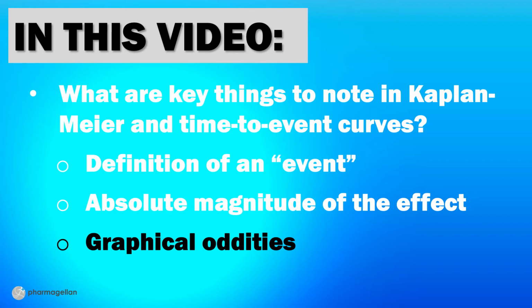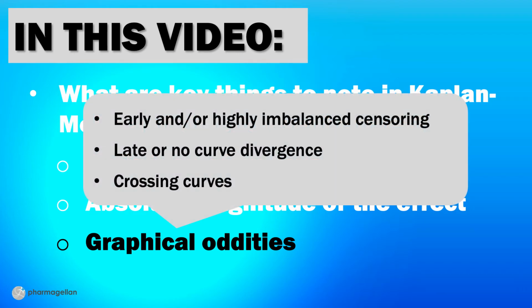Third, as we discussed in the prior episode on time-to-event figures, you need to be on the lookout for odd features in the graphs from these studies. I'm specifically talking here about strange censoring patterns, late or no curve divergence, and crossing curves. None of these are gotcha findings that would make you call the entire study invalid, but they should make you take a step back and dig into why the graph has this weird feature. Let's quickly go through a few examples.